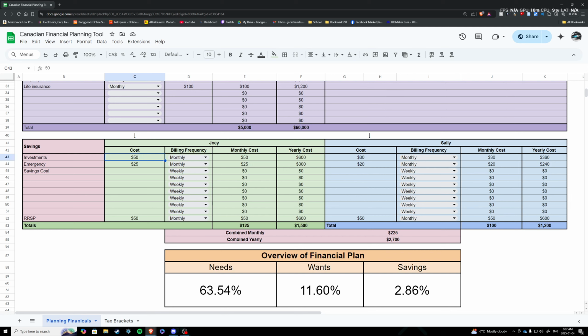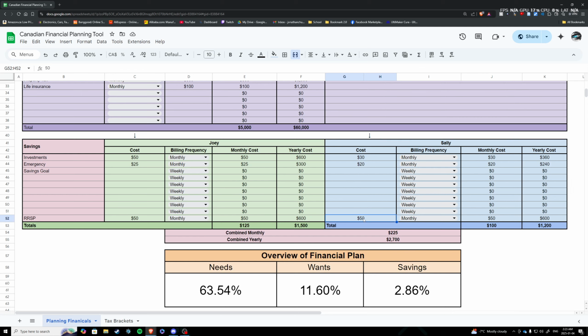So Joey in this case is doing $50 monthly for investments. That's equivalent to $600 a year. And for emergency, he's only putting in $25 monthly. It's $300 a year. Sally did it differently, so she's only doing $30 monthly, $20 monthly for emergency. And then you can see the yearly values here. Okay, and both Joey and Sally agreed upon $50 a month for their RRSP.